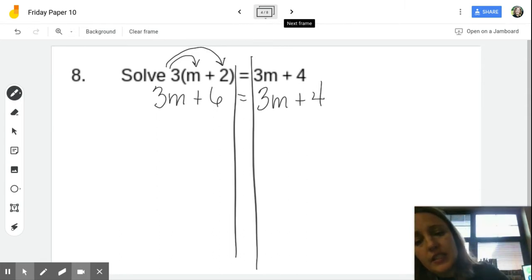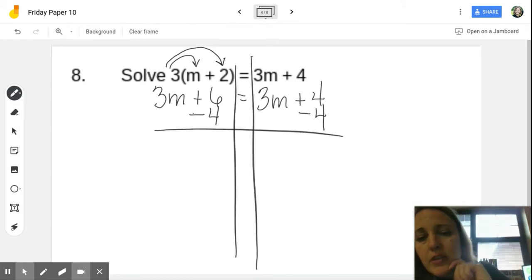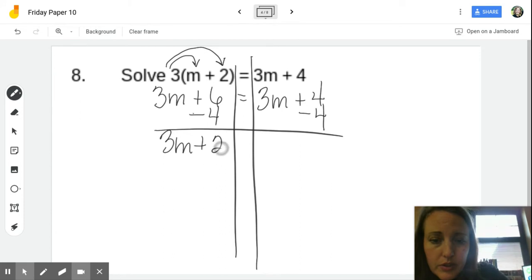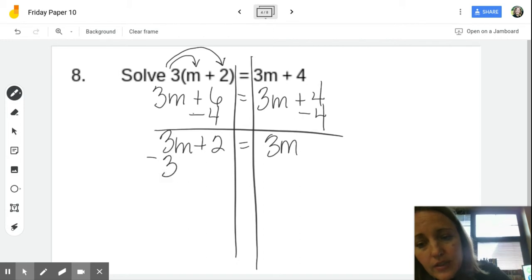So you're going to see if I were to finish this up, what's going to happen? 3m plus 6 minus 4 is 2 is equal to 3m. Okay, let's subtract 3m from both sides. Can you see what's happening?